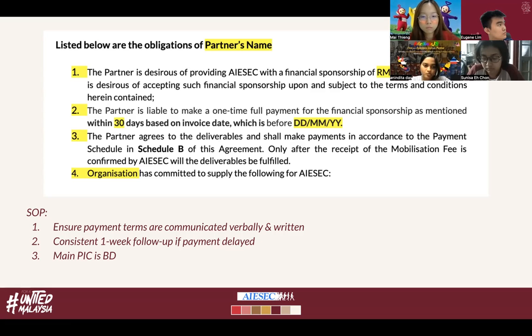You cannot change your words when you're writing the MOA and think, oh, actually, I feel like this is better, so you're just going to change it. That's not how an MOA works. You have to do exactly what you've agreed with the partner verbally.